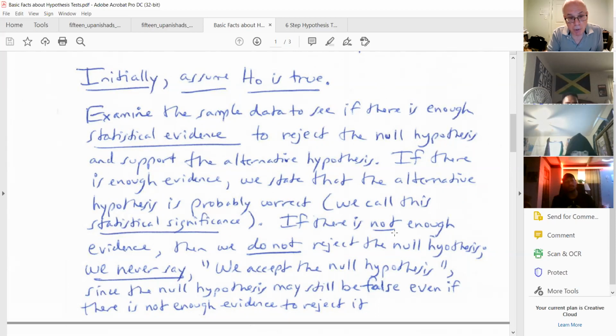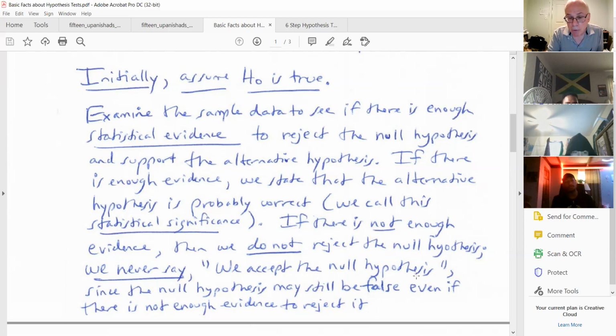Now, if there's not enough statistical evidence, then we state that we do not reject the null hypothesis. This is very important because I still see students do this on the final, even though I say this over and over again. If we don't have enough evidence, we never, ever say we accept the null hypothesis.